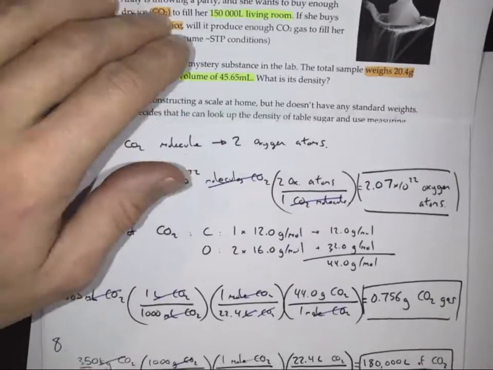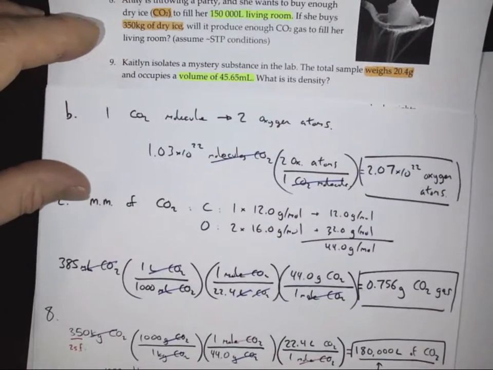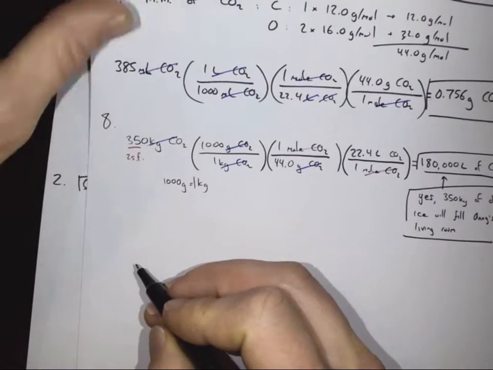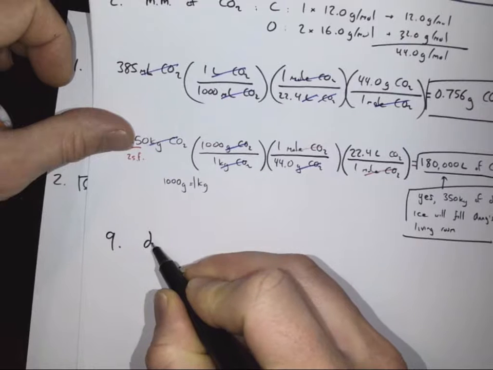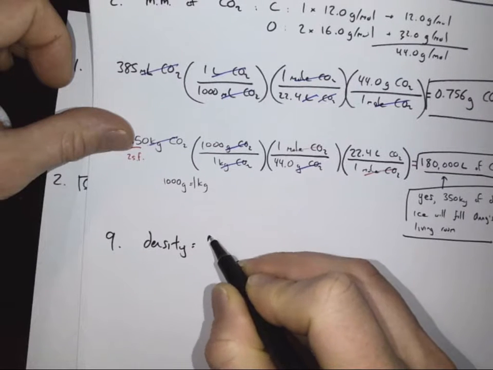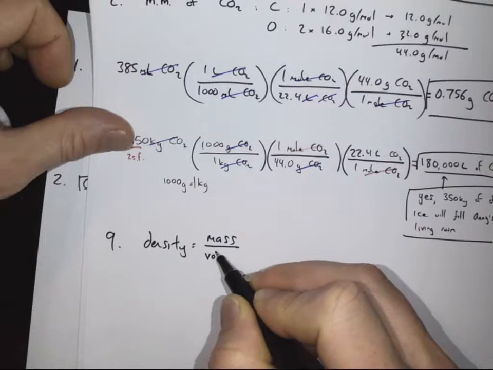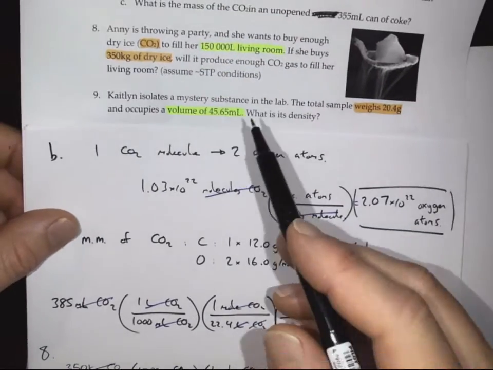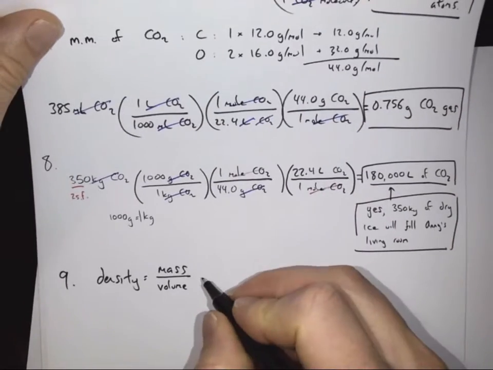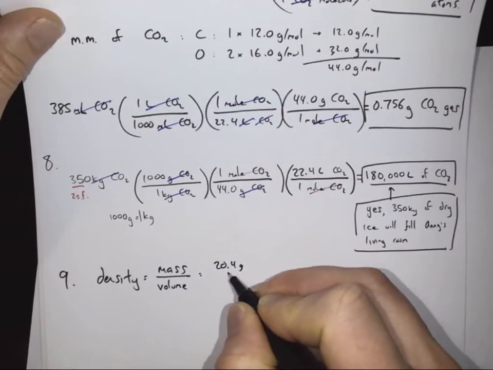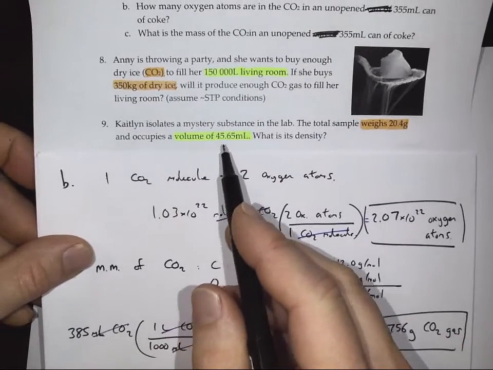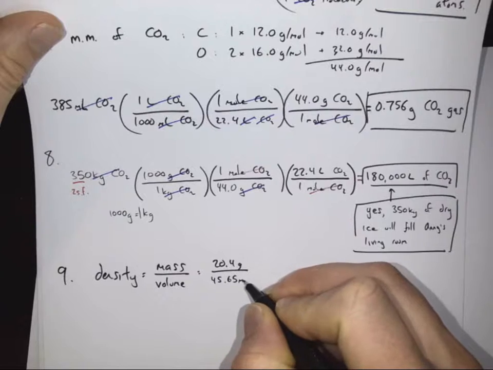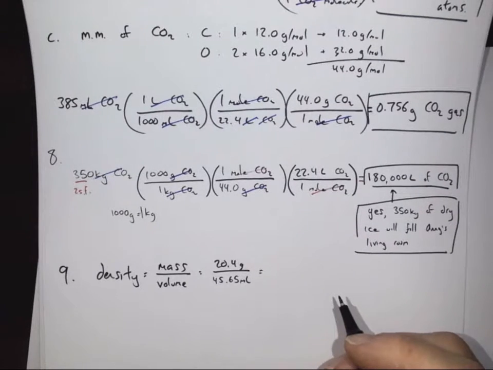So remember, we went over some of this in preparation for this test. So one of the things we talked about is how density is just equal to the mass of a substance divided by the volume. And so we just have to take the mass of Caitlin's sample here, which is 20.4 grams, and divide it by the volume, which is 45.65 mL, and that's really it.